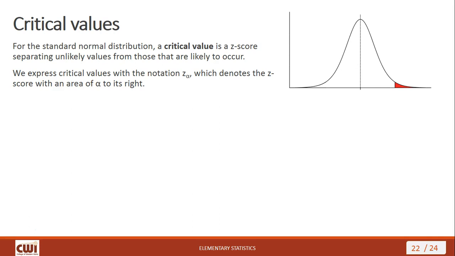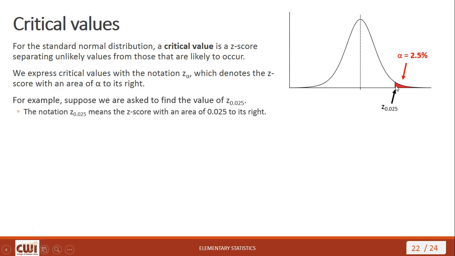Typically, we're going to express a critical value with the notation of z sub alpha. What this means is that z sub alpha means that we're looking at a z-score with an area of alpha to its right. So if we're asked, for example, to find the value of z sub 0.025, that means we're looking for the z-score that has an area of 0.025 to its right.